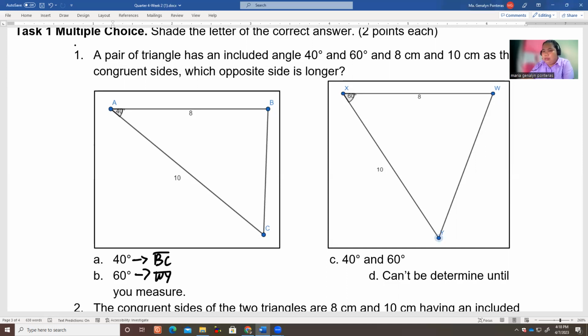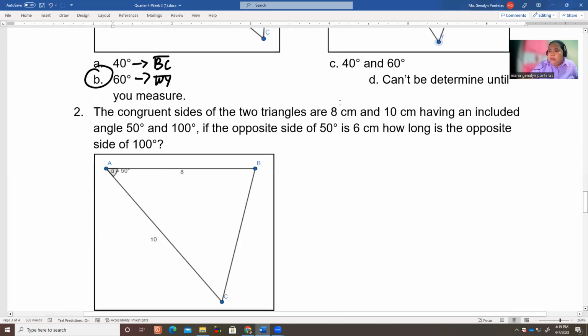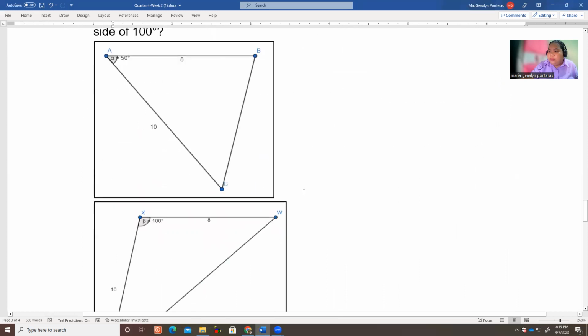Can't be determined until you measure. So our answer there, the opposite side longer is letter B, the WY. Kasi yung opposite angle niya na 60 degrees, included angle that is greater than 40.